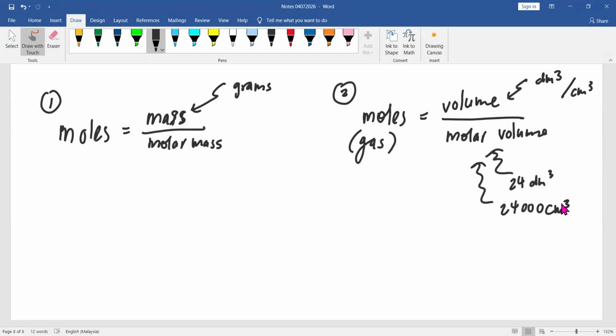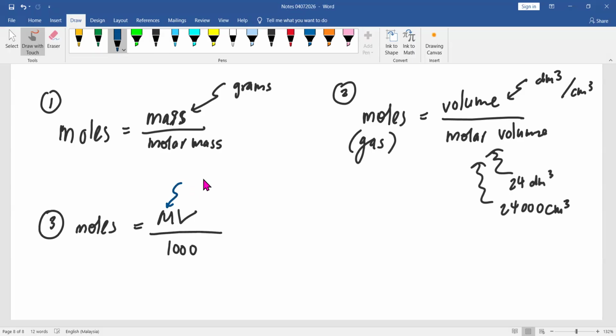All right, there are these two formulas. This one is only when they give you a volume of gas. Today we're going to start formula 3. Formula 3 is not for gas, it's not for solid, it's for what we call an aqueous solution. The formula for amount of moles is MV over 1,000. M is molarity, V is volume in centimeter cube. Can you write this down first?